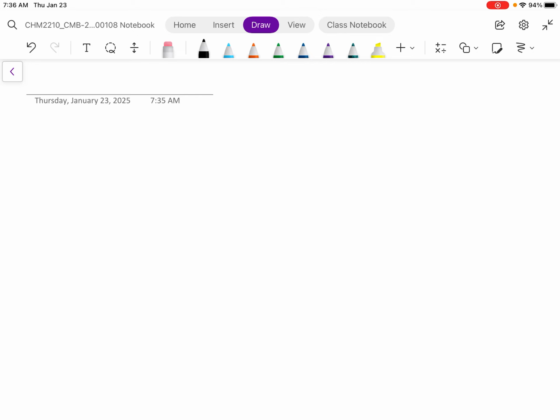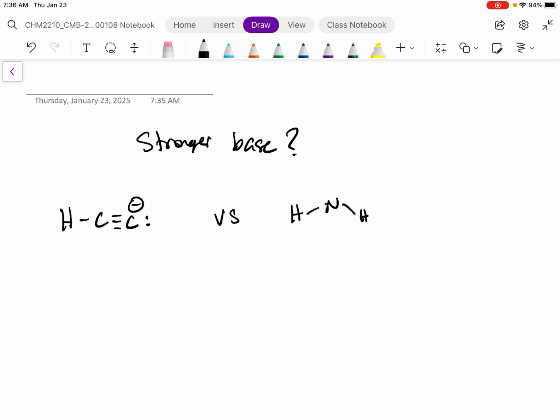Let's ask a simple question. Which is the stronger base? When we take a look at two different molecules versus... Okay, both of these have a negative charge. They can act as a base. And so we want to figure out which one is the stronger base.